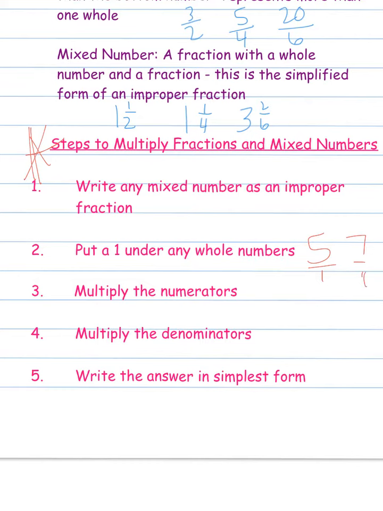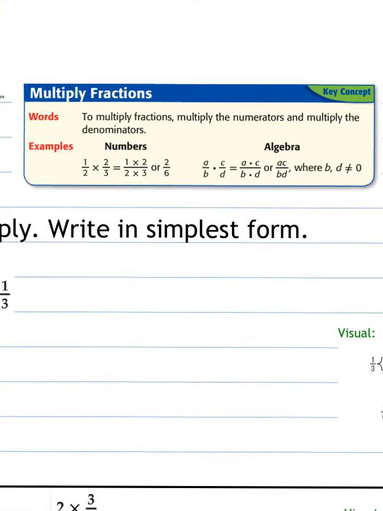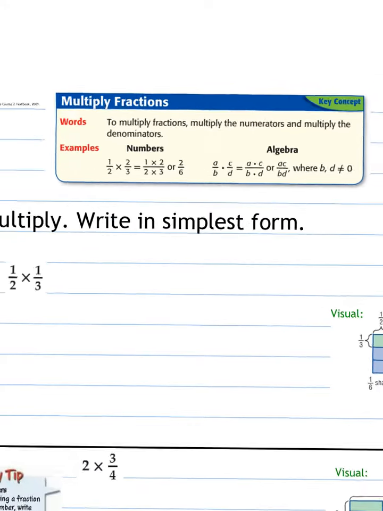Then you multiply the numerators. Step 4, multiply the denominators. And then 5, you write your answer in simplest form. Here is again multiplying fractions. To multiply fractions, multiply the numerators and the denominators. Okay, so if we have 1/2 times 2/3, we take the 1 times 2, and then we take the 2 times 3, and we get an answer of 2/6.